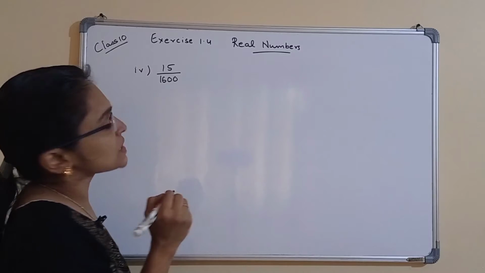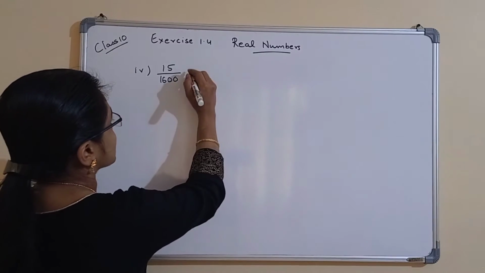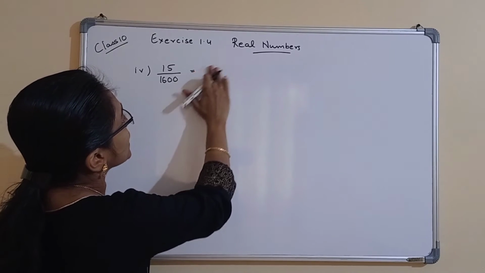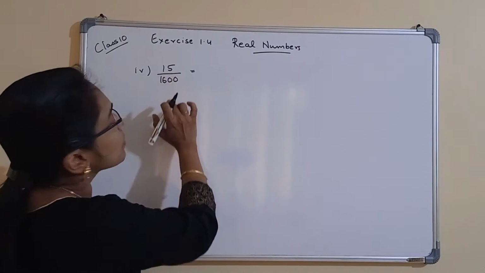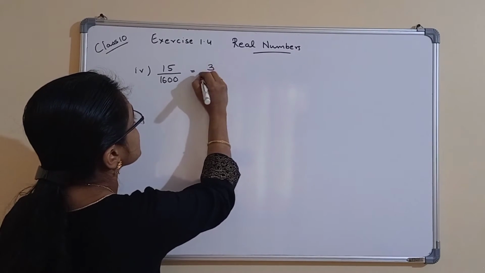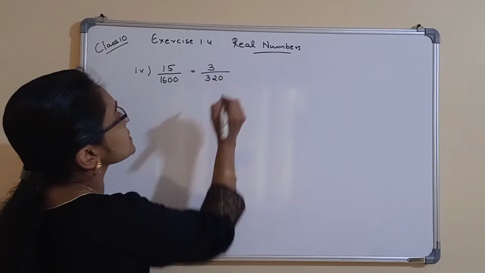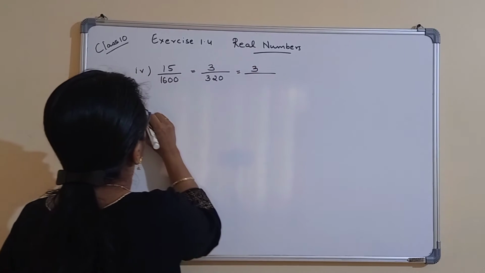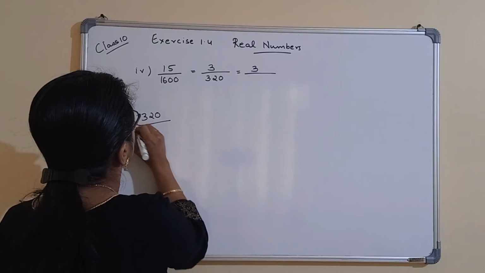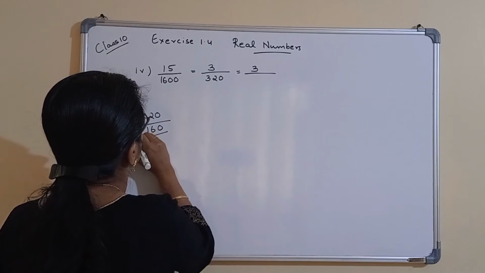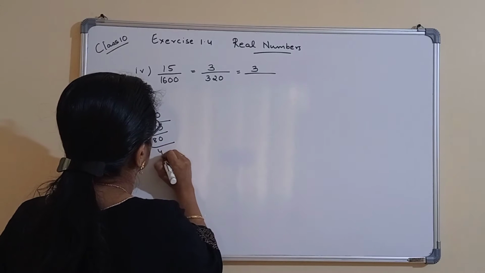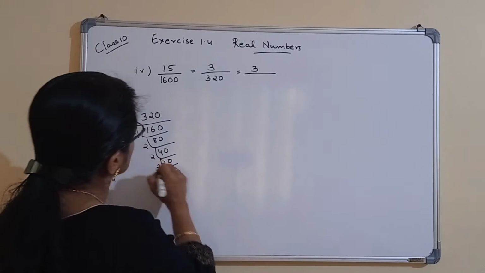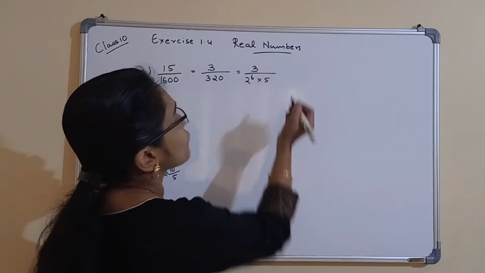Next one is 15 by 1600. Is it a terminating decimal? Yes, it is, because we can divide the numerator and denominator by 5, since both have 5 as a factor. So we will get 3 by 320, as 1600 by 5 is 320. Factorizing 320, we get 2 raised to 6 into 5.